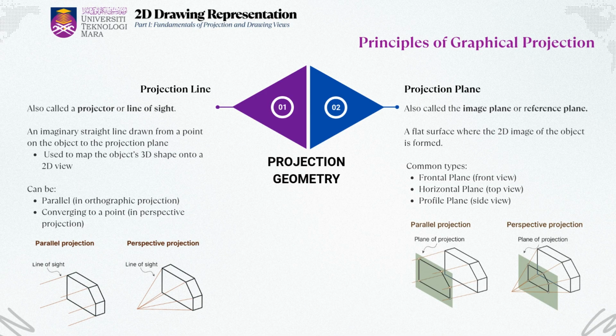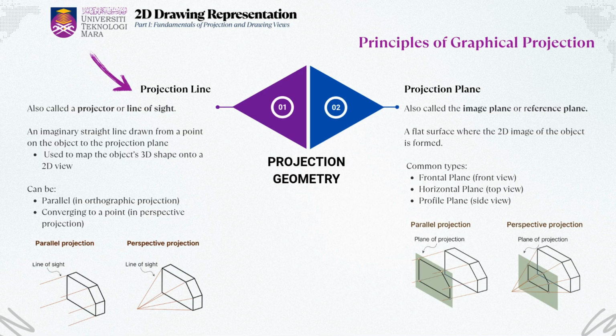Now that we've got a sense of what projection is, let's explore the two main building blocks of graphical projection: the projection line and the projection plane. First, the projection line, also called the projector or line of sight, is like an imaginary ray of light coming from your eye and hitting the object. These lines help us transfer a 3D shape from the real world onto a 2D surface.